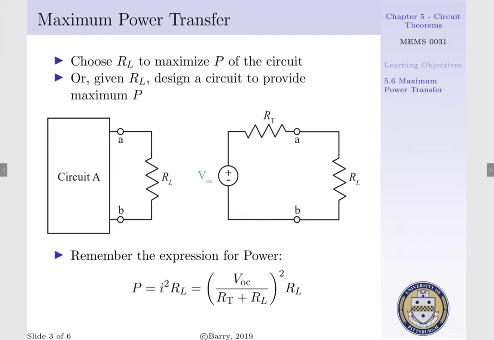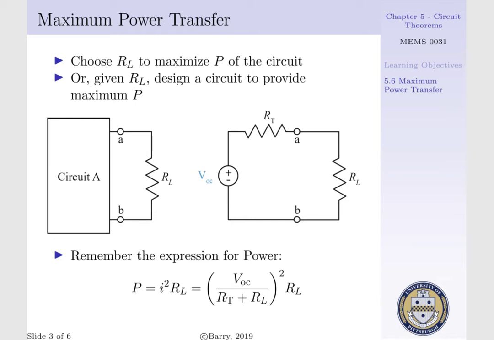To begin, let us consider the circuit on the left. Say we have an arbitrary circuit A that is connected to a load resistance via terminals A and B. We want to choose R sub L that would maximize the power output of our circuit. What we could do is vary values of R sub L and track the current running through it, and then look for the maximum. Or, if we know our open circuit voltage and short circuit current of circuit A, we can determine a proper quantity for our Thevenin resistance and relate that to our load resistance such that we can maximize the power of our circuit.